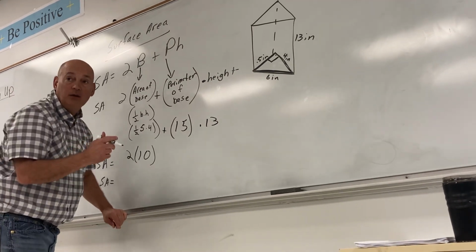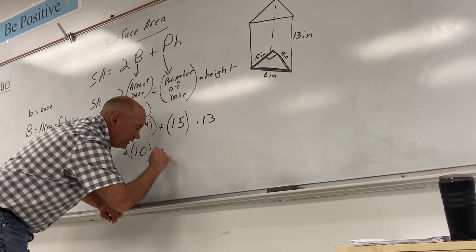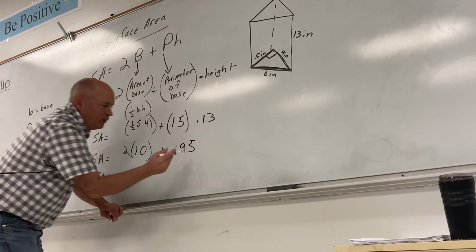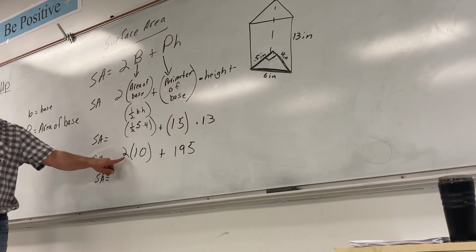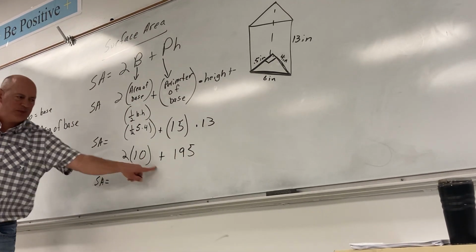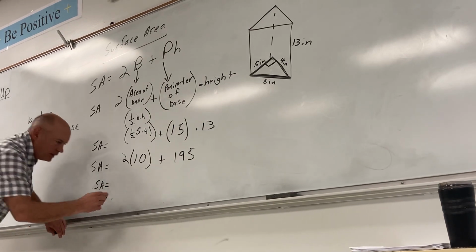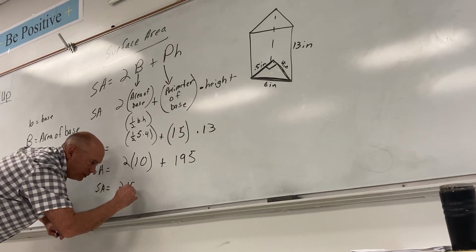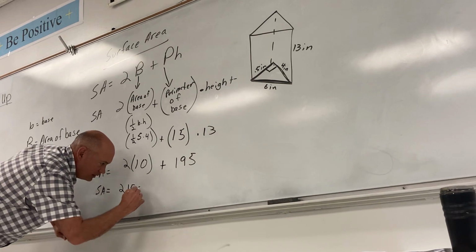195. So, we're now going to add 195 and 2 times 10. What's 2 times 10? 20. What's 20 plus 195? 215. 215. And we're going to put inches squared.